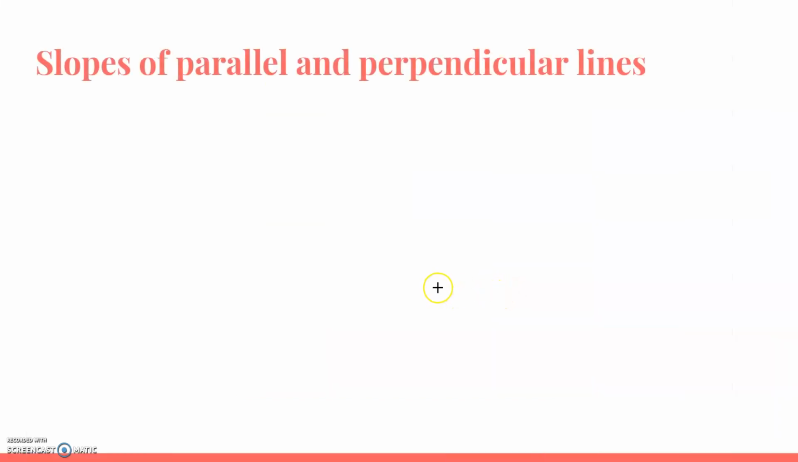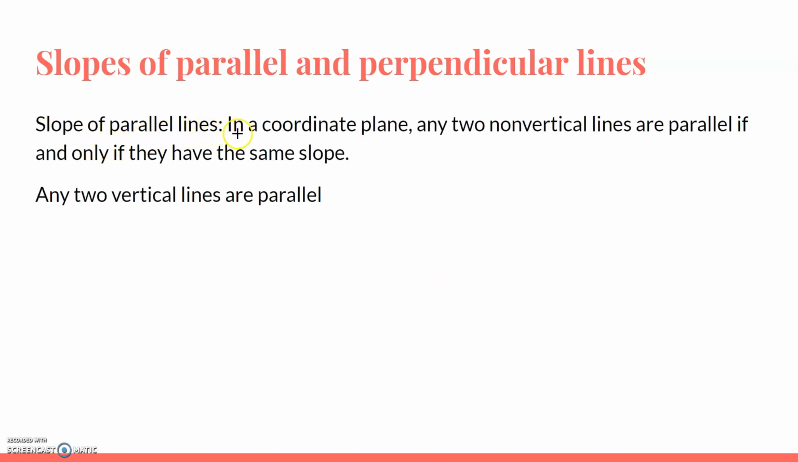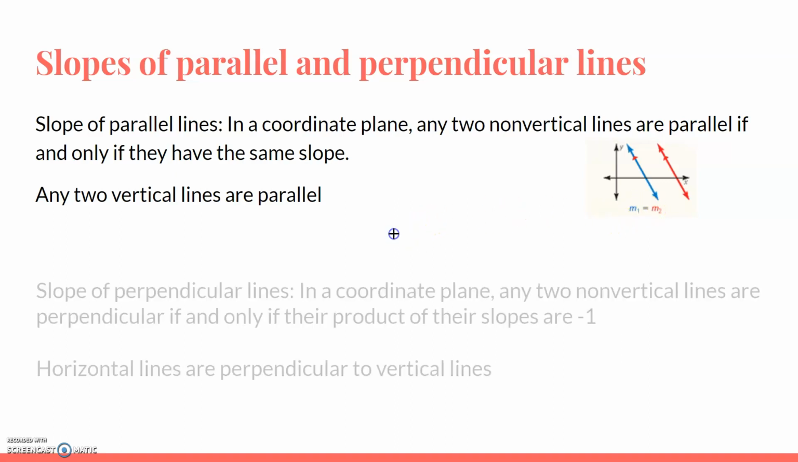Alright, so first off, the slopes of parallel and perpendicular lines. So the slope of parallel lines. In a coordinate plane, any two non-vertical lines are parallel if and only if they have the same slope. Any two vertical lines are parallel because they're straight. So here we have a diagram. M represents a slope. As you can see here, these two are parallel only if their slopes are equivalent.